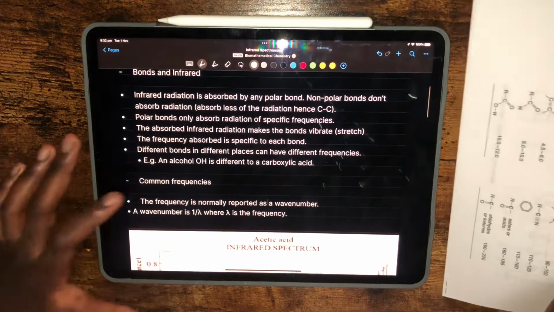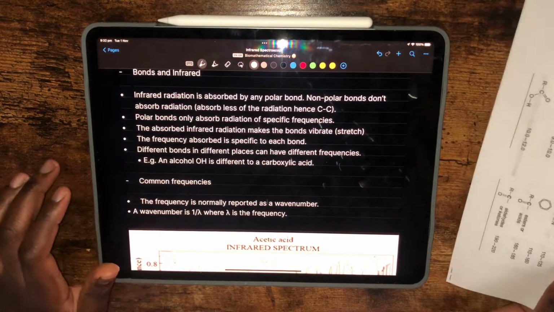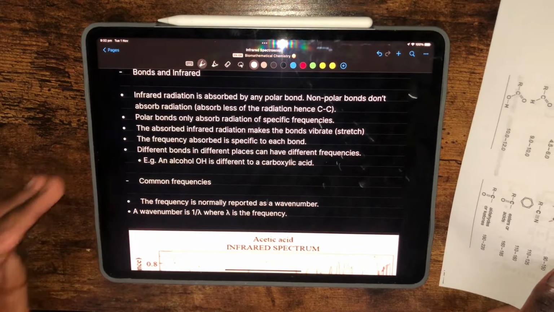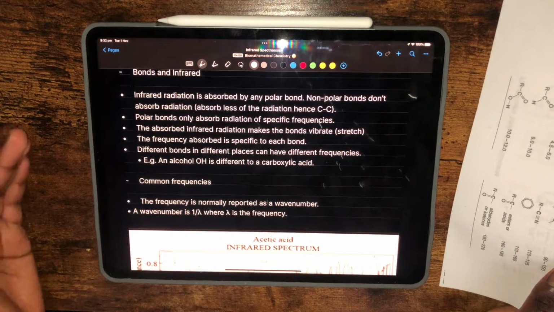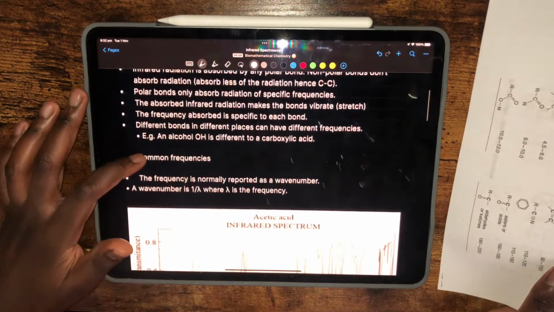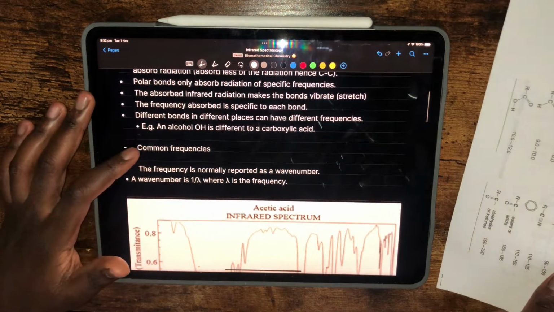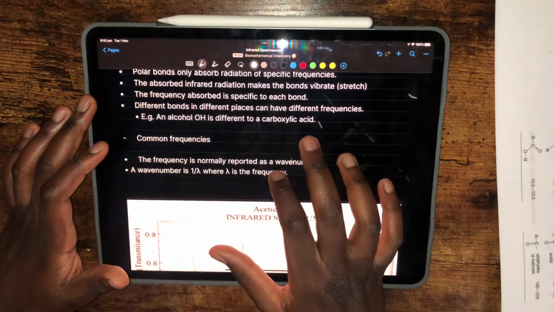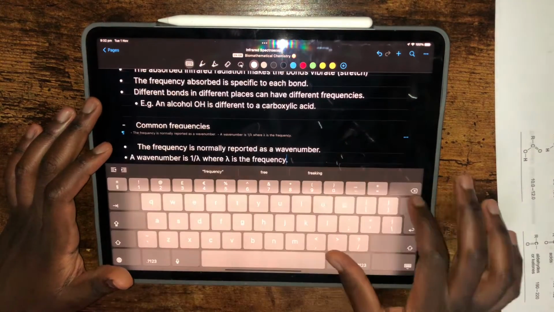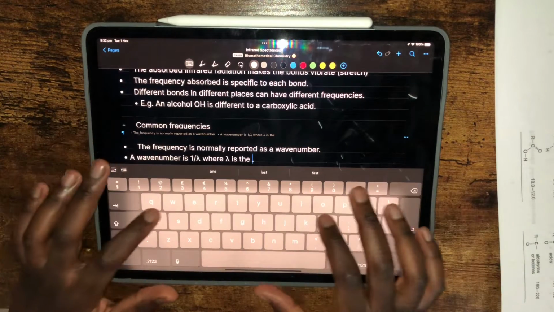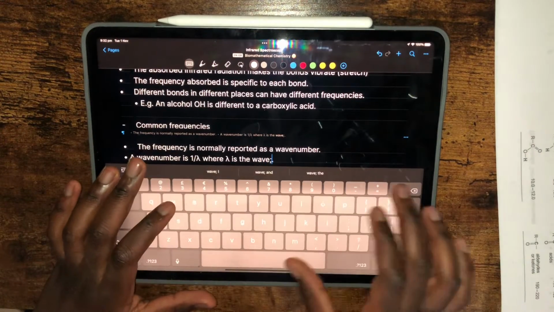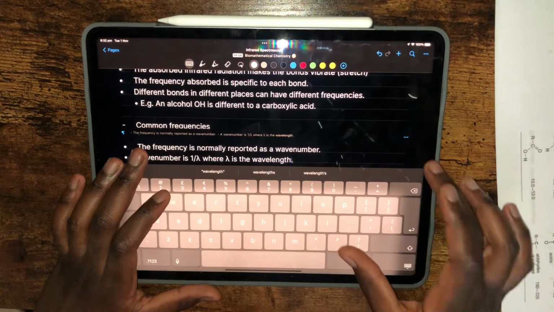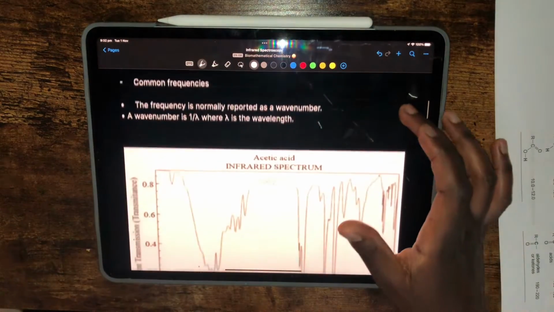Anyway, common frequency. So the frequency is normally reported as a wave number, and a wave number is just 1 over lambda, where lambda represents the wavelength. Why did I say frequency? That's wrong. That should be wavelength. My bad.